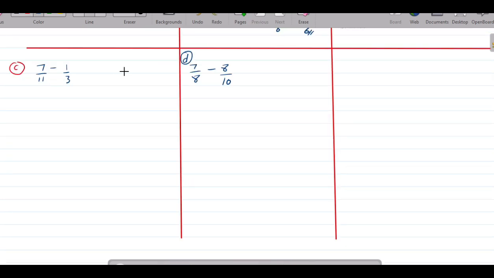So let's proceed with the third question. The third question says we should subtract 1 over 3 from 7 over 11. Now we're going to use two methods to solve this particular question.